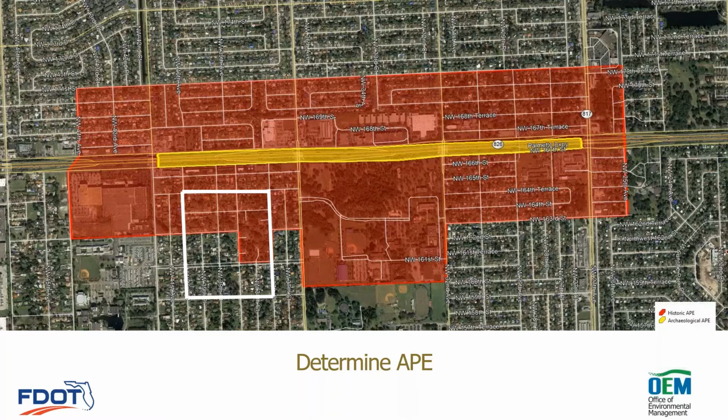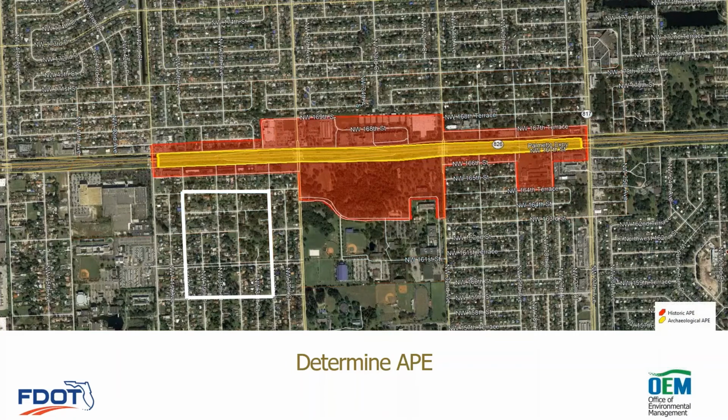But if this project didn't include an elevated facility and the APE was just kind of haphazardly defined, and it included this hypothetical 1950s era neighborhood that I've shown in the white square here, then the department is going to be responsible for identifying and describing every structure in that neighborhood, for evaluating the significance of those structures, and if significant, for assessing the project's effects on each of those structures.